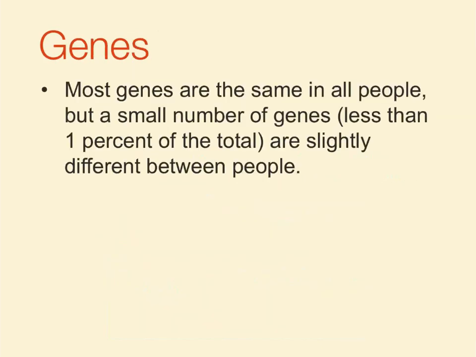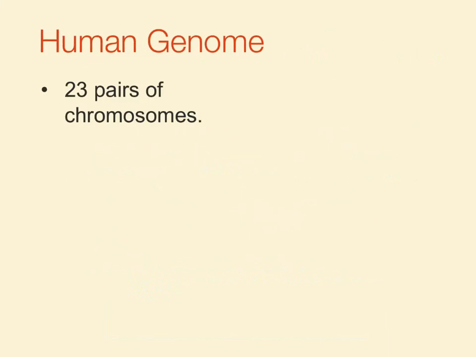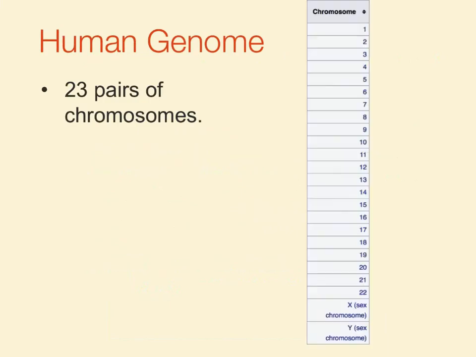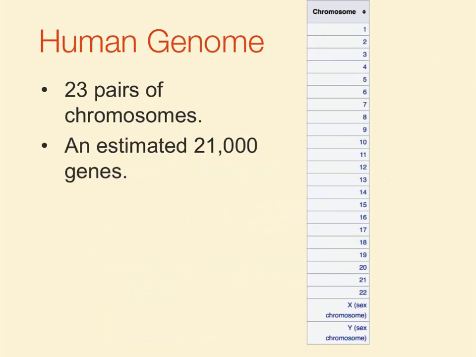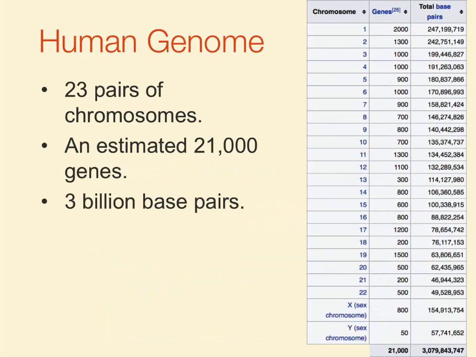The genes are mostly the same in all people, but a small number of genes, less than about 1% of the total, are slightly different between you and I or you and anyone else. These small differences contribute to each person's unique physical features. In the human genome, there are 23 pairs of chromosomes, as I mentioned. If we look at chromosomes 1 through 22 with the X and Y, there are about 21,000 genes with approximately 3 billion base pairs encoded in those chromosomes.